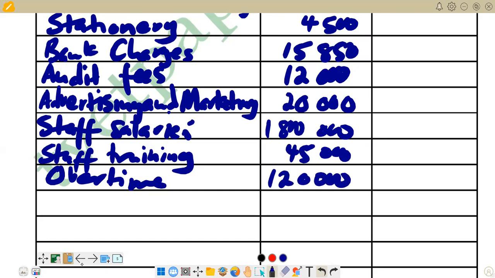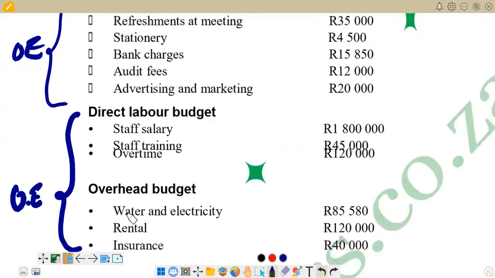So we can go back, check other operating expenses that we have beneath. Then we have got water and electricity, 85,580, rental, 120,000. Then we've got insurance, 40,000. So you can just go and list these ones there. So we go there.